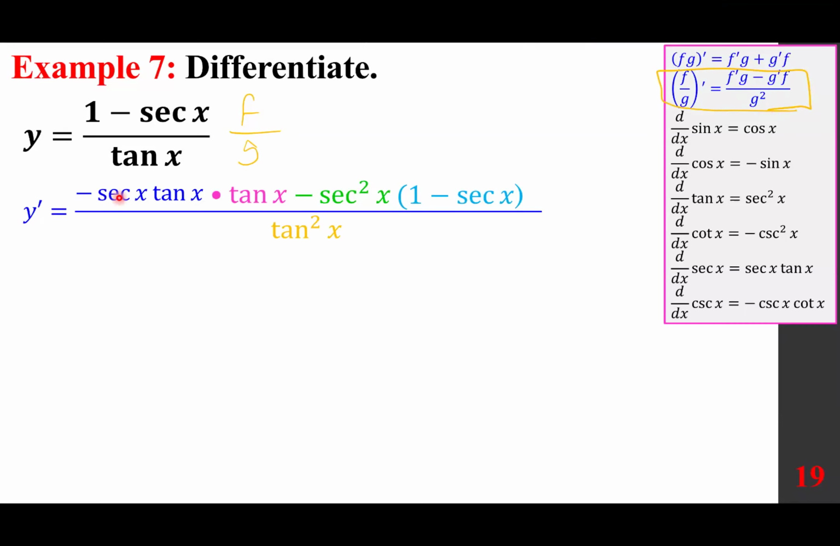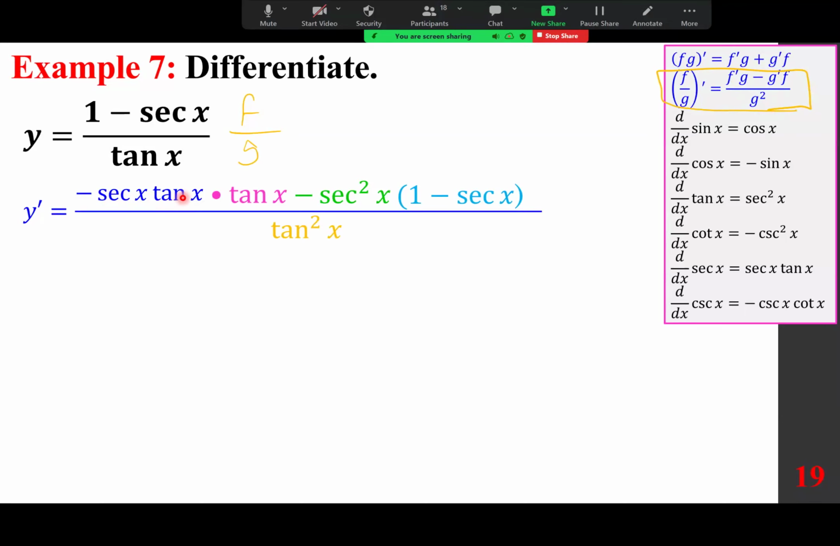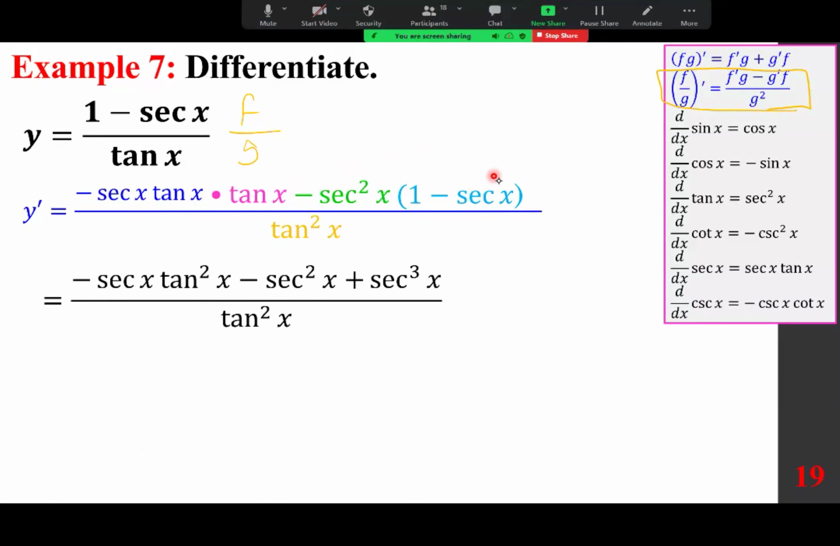So we have here negative secant x tan squared x. Here is negative secant squared x. Here is plus secant cubed x. All of them have a secant x in common. So if we take out the secant x, this gives you negative tan squared, this gives you negative secant, this gives you positive secant squared. So we are factoring.